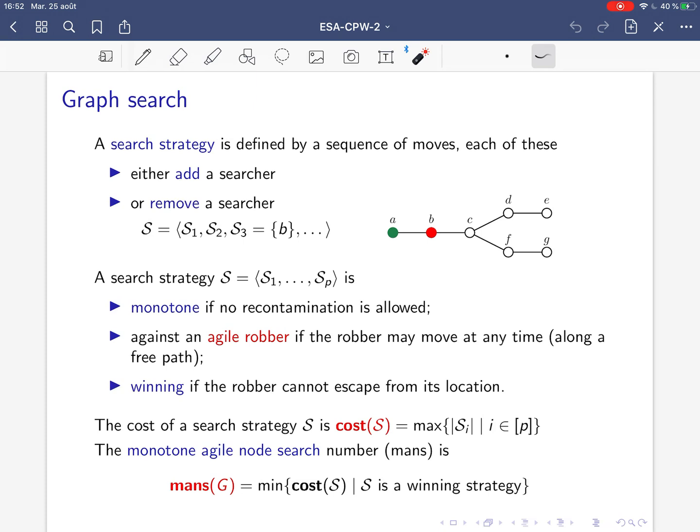The strategy is monotone if no recontamination is allowed, meaning that once you have put a searcher on a vertex, then in the future the robber will never be able to recontaminate that vertex. And finally, the strategy is a winning strategy if the robber cannot escape at some step of the search strategy. The cost of the search strategy is the maximum number of searchers simultaneously present on the graph during the search strategy. And we say that the node search number against an agile robber is simply the minimum cost of a winning strategy.